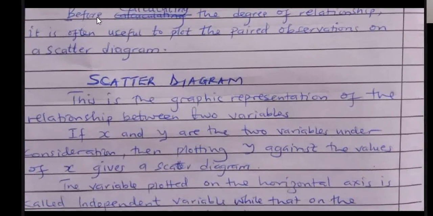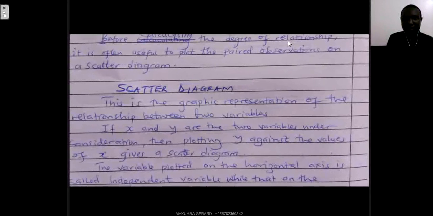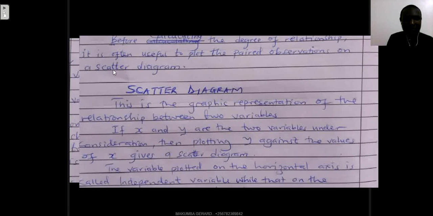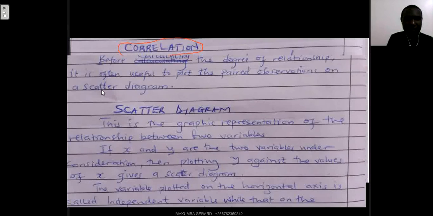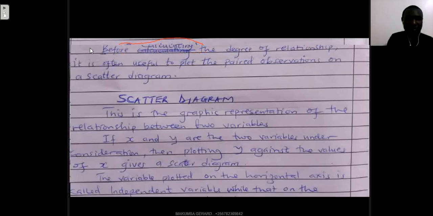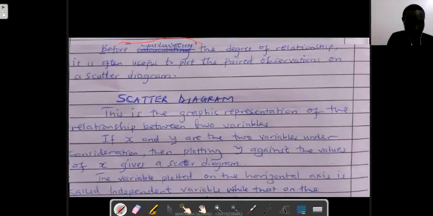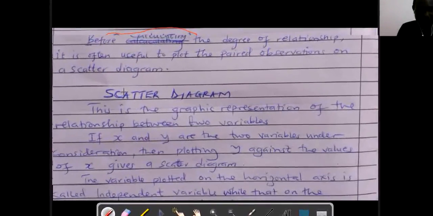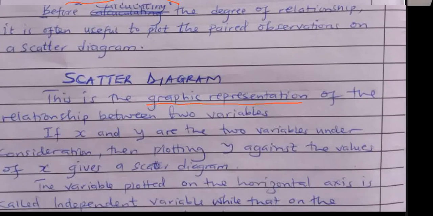Now, before calculating the degree of relationship, it is often useful to plot paired observations on a scatter diagram. So before you do anything, we always plot the paired observations on a scatter diagram. A scatter diagram is a graphical representation of the relationship between two variables.